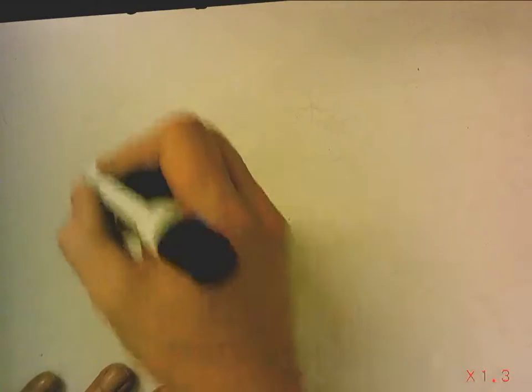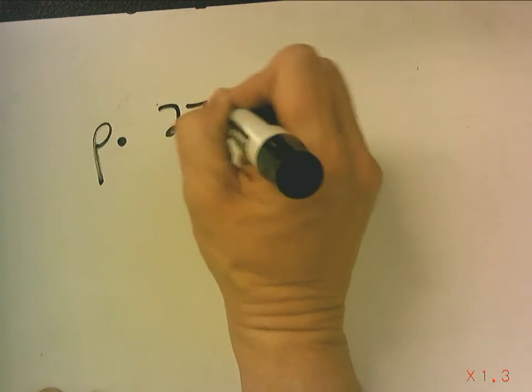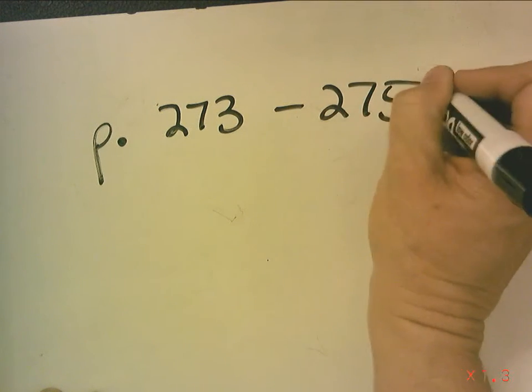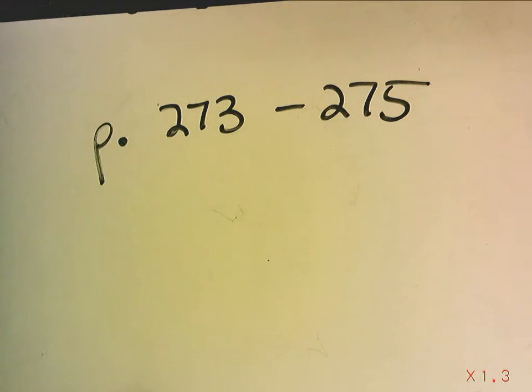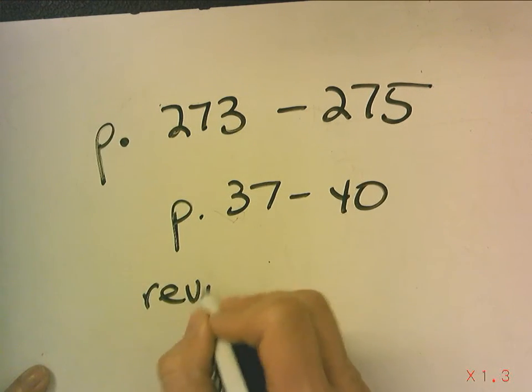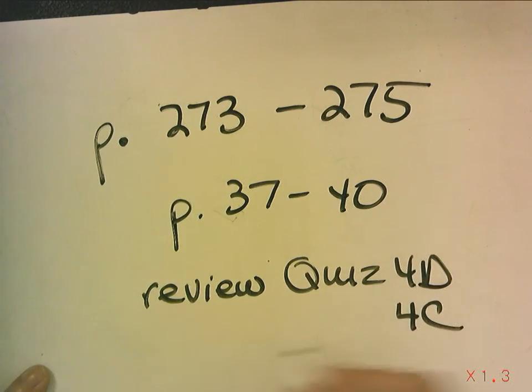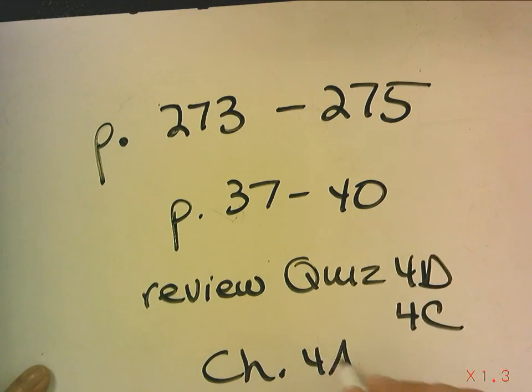So last night's homework, or the homework where you did problems in the back of the book, was a great review. And also a great review are problems on page 273 to 275. And, you know, the page 37 to 40, and review quiz 4D, 4C, and the chapter 4A test.